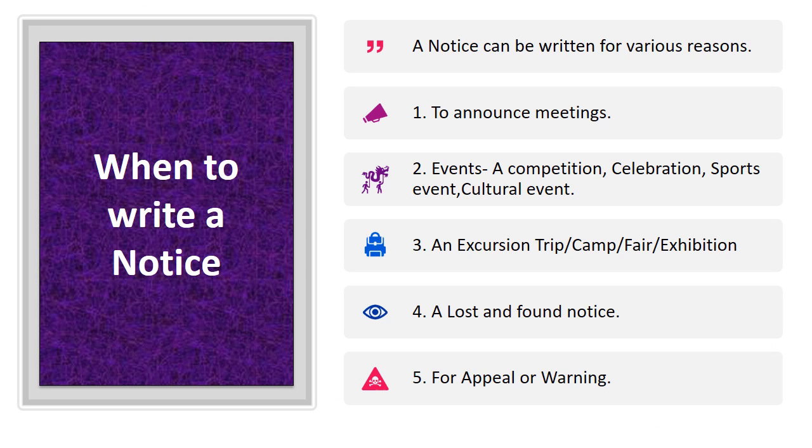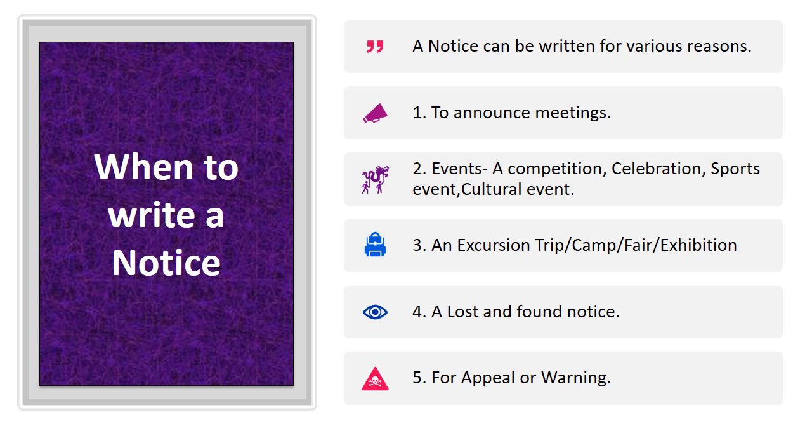Now students, let us see when to write a notice. A notice can be written for various reasons. Number 1, to announce meetings. In my lecture 1, I have already taught you how to write notices for announcing meetings. Number 2, events, a competition, celebration, sports event or cultural events. And in my lecture 2 on notice writing, we have covered this topic. Number 3 is an excursion trip, camp, fair or exhibition. This we are going to learn today.